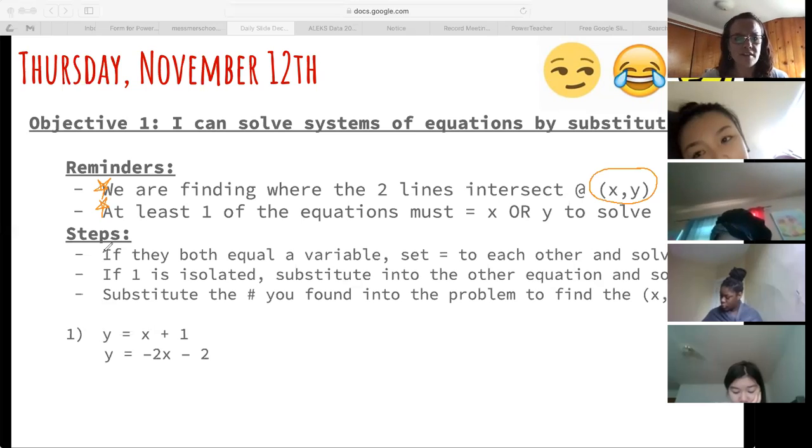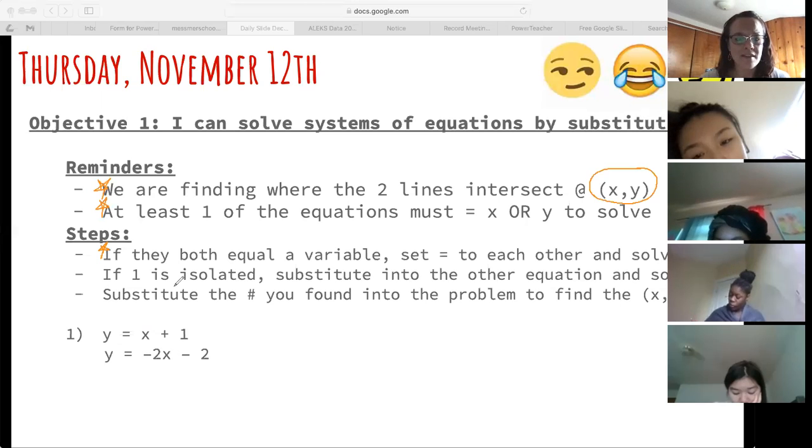So first it says, if both variables are isolated, which if you look down at example 1, notice how I have y equals and y equals. So I have 2 variables that are isolated. All I have to do is just set them equal to each other and solve. So y equals x plus 1 and y equals negative 2x minus 2.